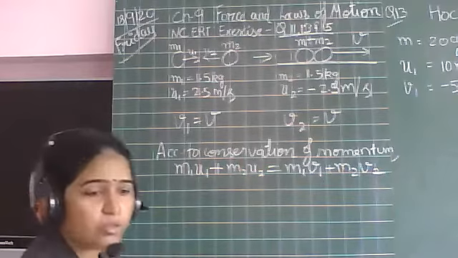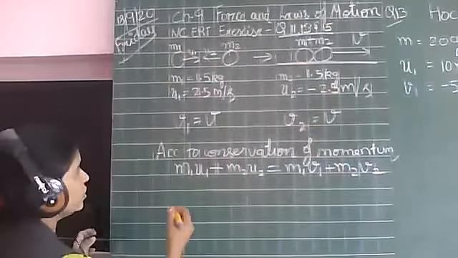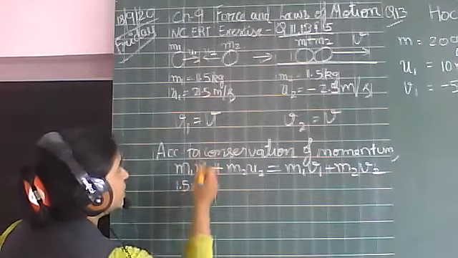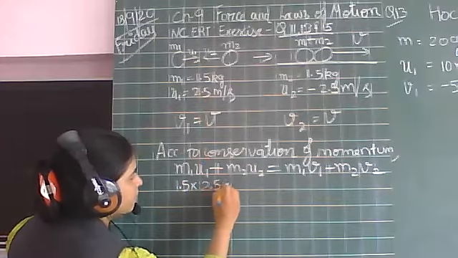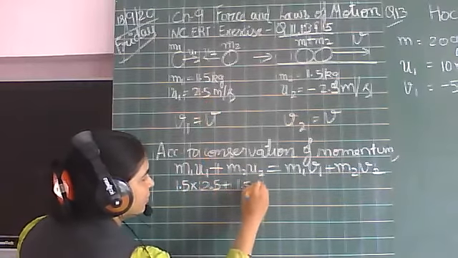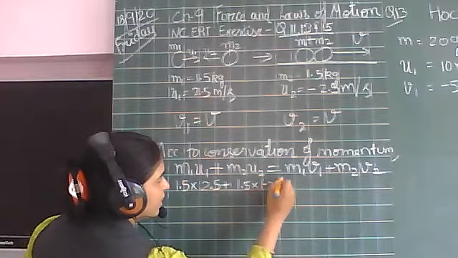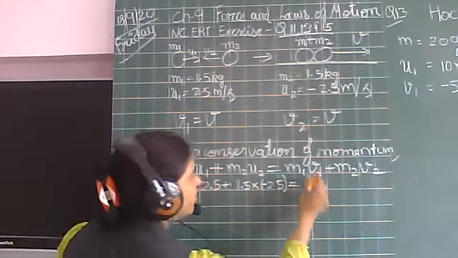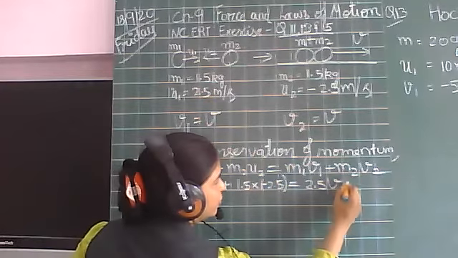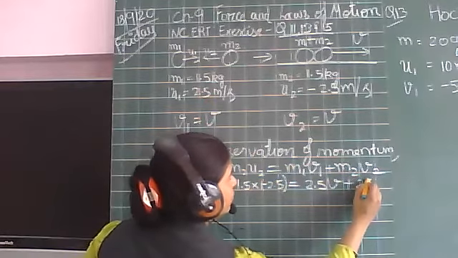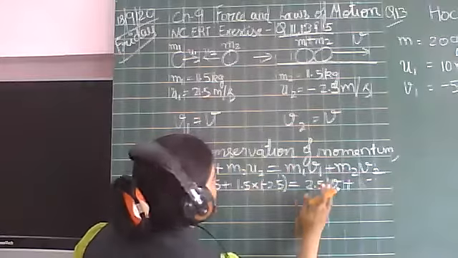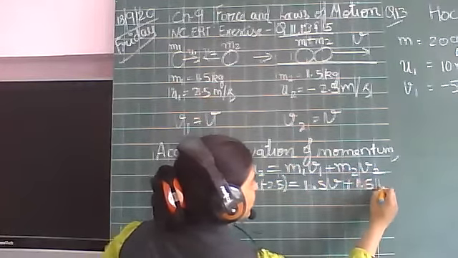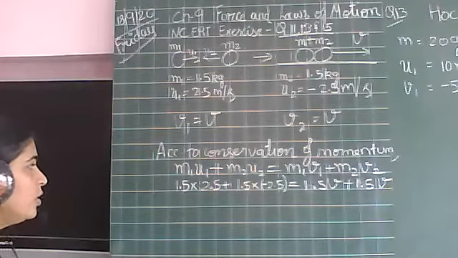Now let's put the values. Here mass is 1.5, initial velocity is 2.5, plus mass is 1.5, initial velocity is minus 2.5, equal to mass 1.5, and v1 the value is v, putting v. Mass is 1.5, here also mass is 1.5, and you took the value v, right children?